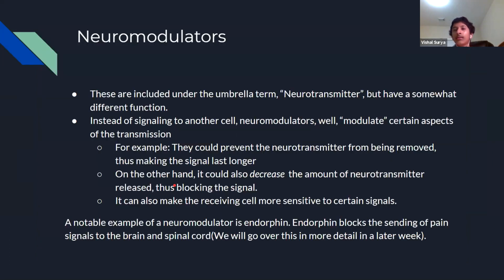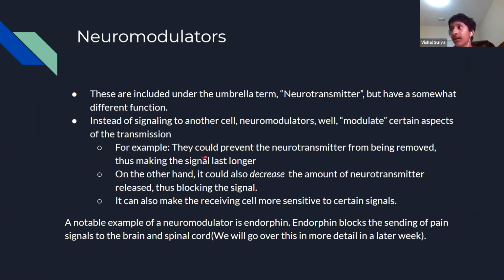And then finally, we'll discuss neuromodulators. These are included under the umbrella term neurotransmitter, but they have a somewhat different function. If you think of neurotransmitters as the cells that cause signals to happen, think of neuromodulators as the different molecules that tweak the response of the neurotransmitter.